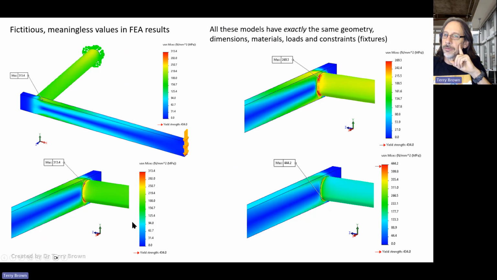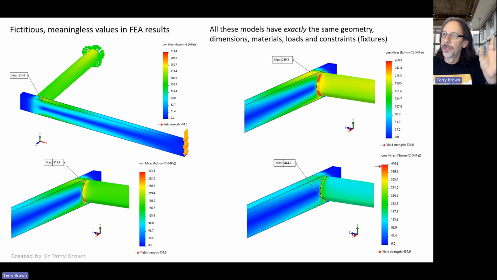But right, all 3 of these results come from models that have the exact same geometry that we looked at before, the lengths and dimensions that we have looked at previously. I haven't changed the materials. I've applied the same loads to all 3 models, the same value of load, applied in exactly the same way, same constraints or fixtures at the end, all exactly the same for these 3 models. But yet I've got different results. Why do you think those different results came about?